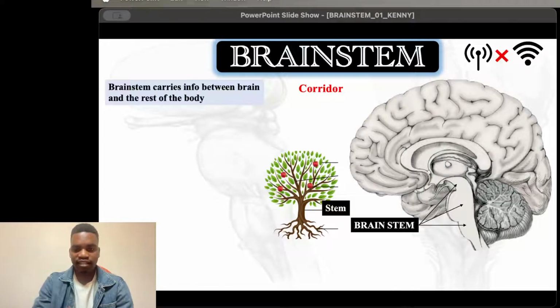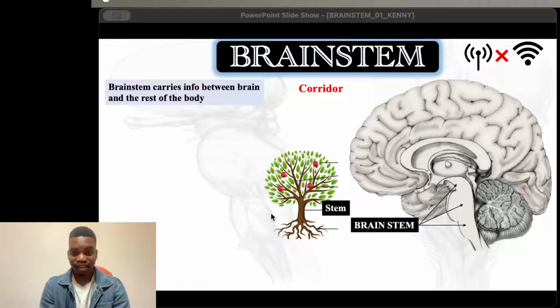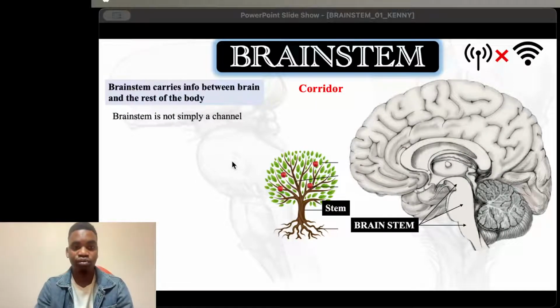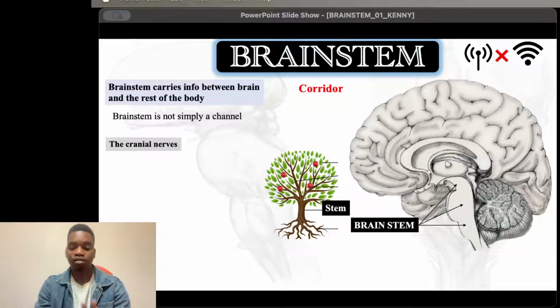But is that the only function of the brainstem? No, because the brainstem is not simply a channel that communicates between the brain and the spinal cord. It has nuclei of its own, a lot of nuclei that help in performing different functions. Just to mention a few, the cranial nerves are being controlled by the brainstem, at least the 10 lower cranial nerves.